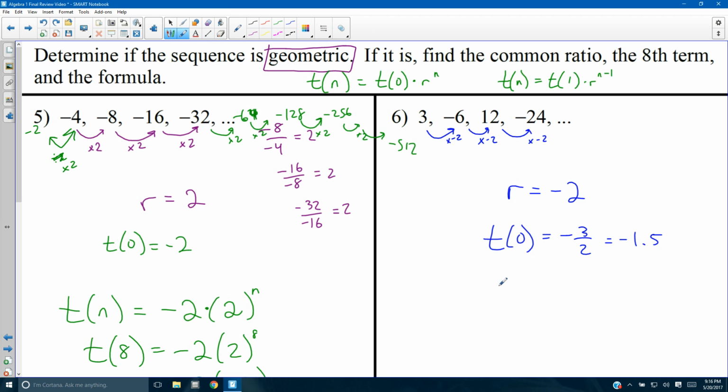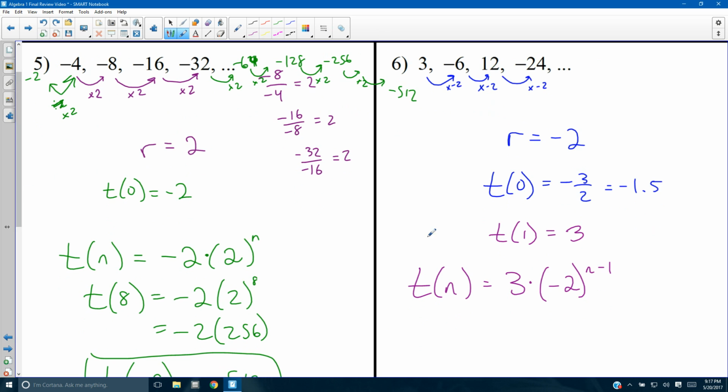How about instead of term 0, we speak on term 1 and we use this formula here. So term 1 is 3. So we're going to use T of n equals 3 times your common ratio of -2 raised to the n minus 1 power. Now this one looks a little more strange here because of this.